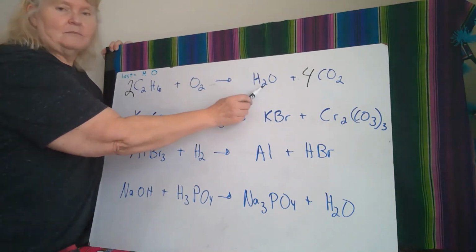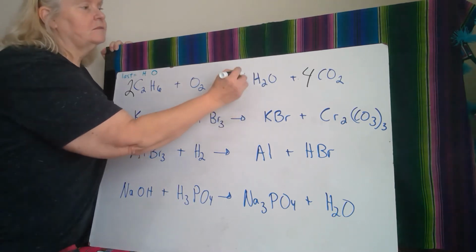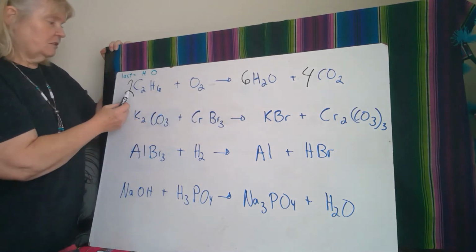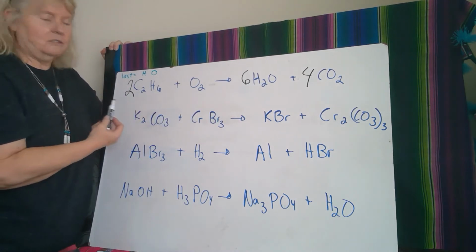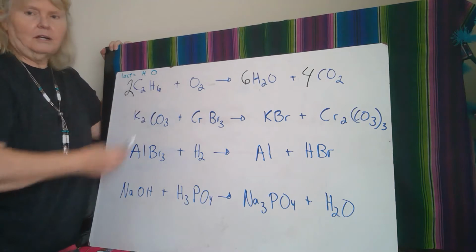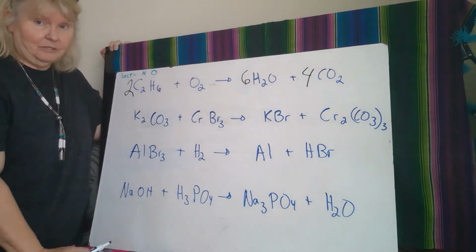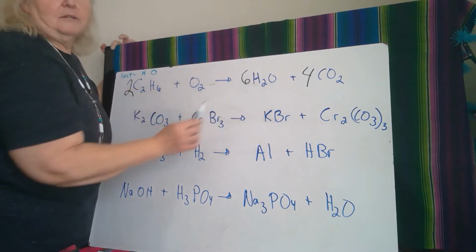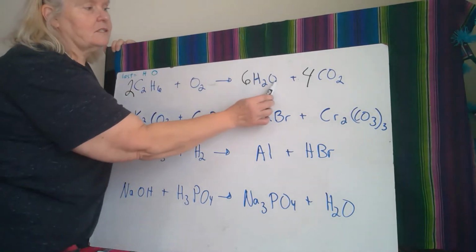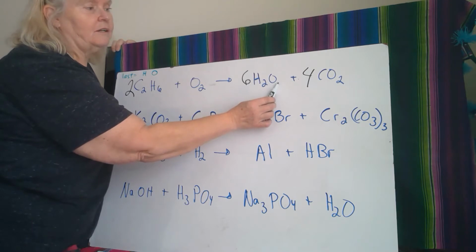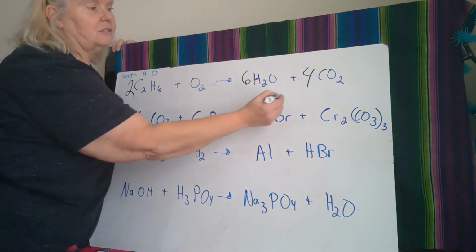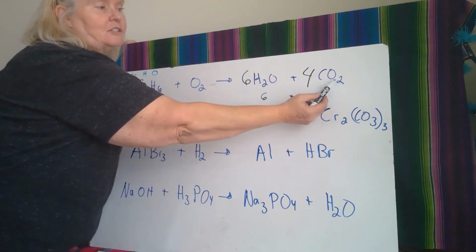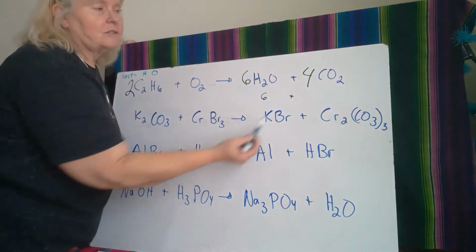So something times 2 to give me 12 would be a 6. 6 times 2, 12 hydrogens. 2 times 6, 12 hydrogens. And 4 carbons, 4 carbons. Last thing I have to do is my oxygens. I have 2 on this side. Let's see how much I have now here. 6 times 1, because that's a 1 right here. So I have 6 oxygens plus, now this 2 multiplies that oxygen, but the 4 multiplies it also. So that gives me 8.